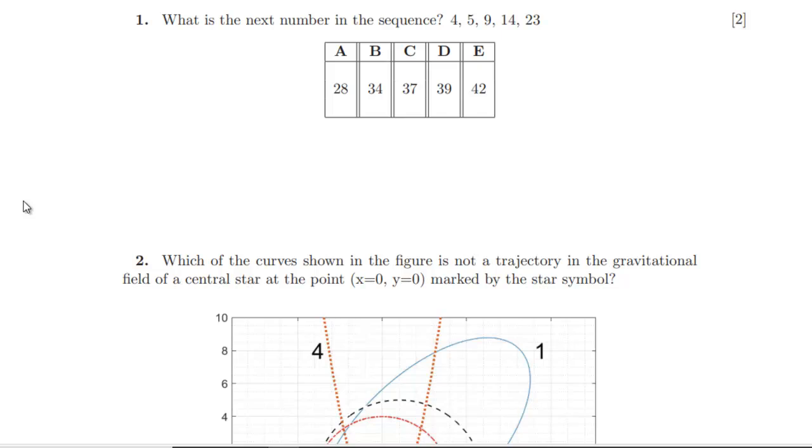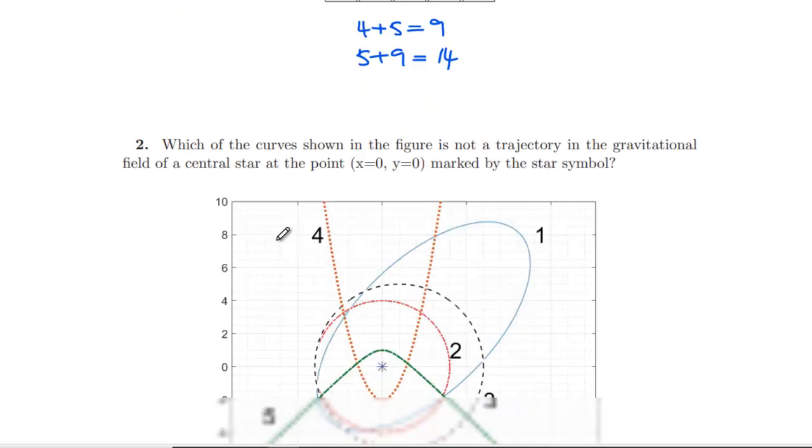So what's the next number in this sequence? 4, 5, 9, 14, 23. Gaps of 1, 4, 5, 9. Oh, right, okay. So the gaps, we've got Fibonacci, haven't we? So 4 plus 5 is 9, 5 plus 9 is 14, 9 plus 14 is 23, so 14 plus 23 is 37, so we've got C. So maybe you should be writing some of these things down if they're giving you credit for working. Let's put those down.